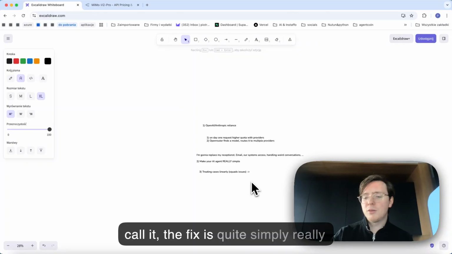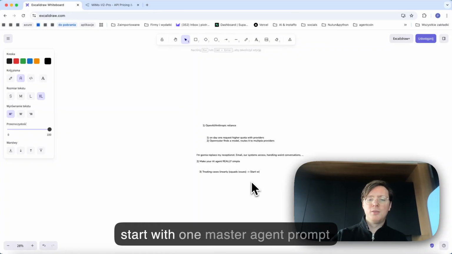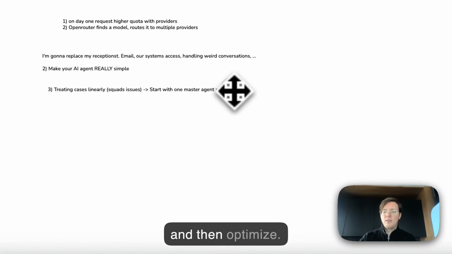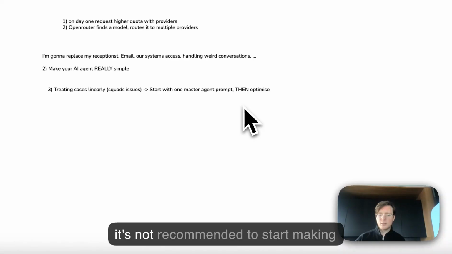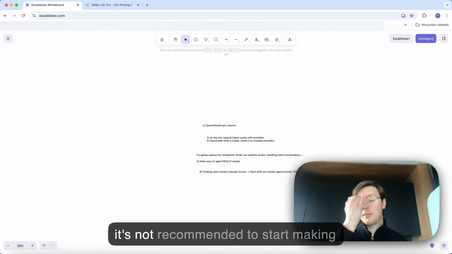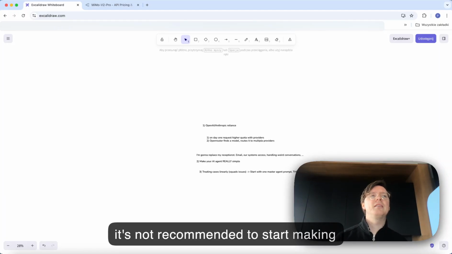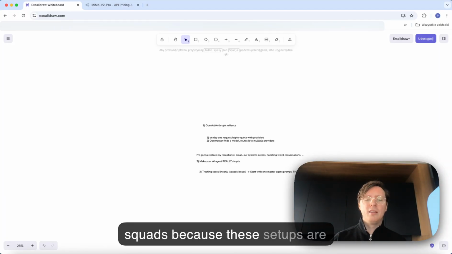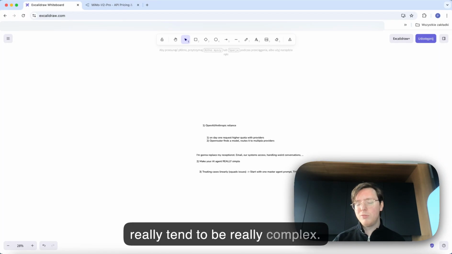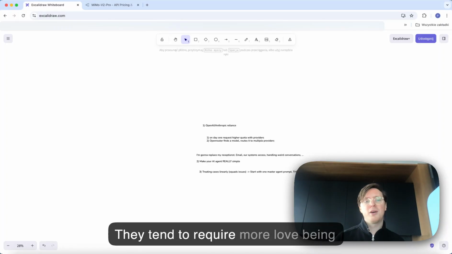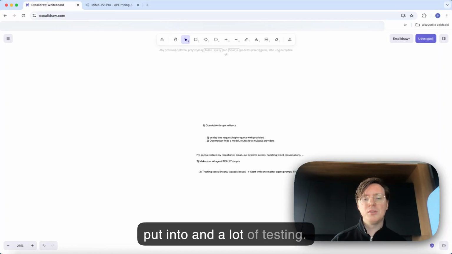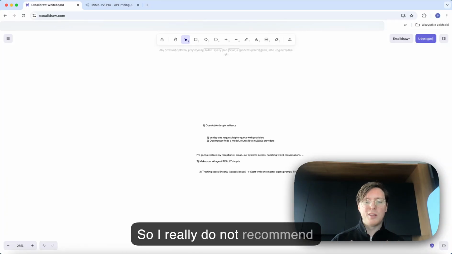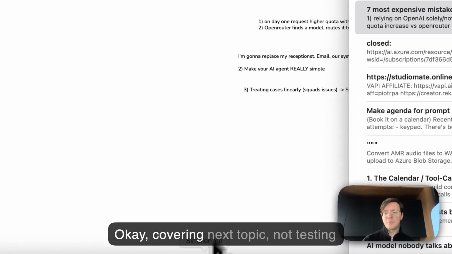The fix is quite simple, really. Start with one master agent prompt, and then optimize. So it's not recommended to start making squads because these setups tend to be really complex. They tend to require more love being put into them and a lot of testing. So I really do not recommend starting with that. Okay, covering the next topic.